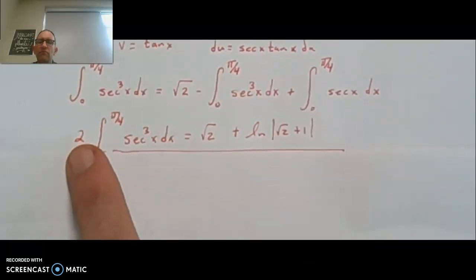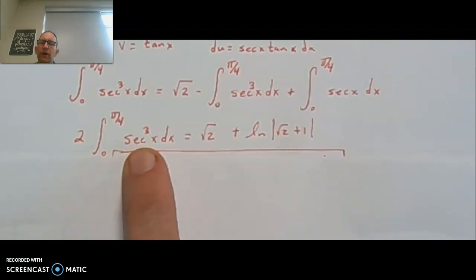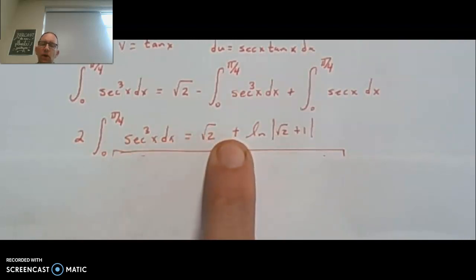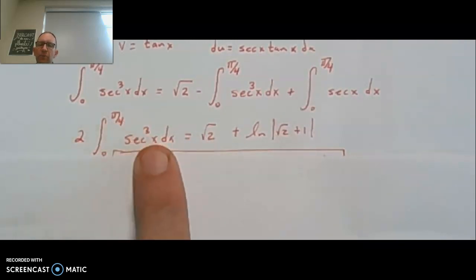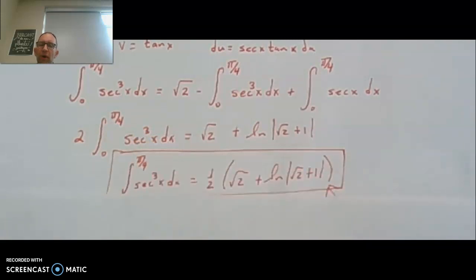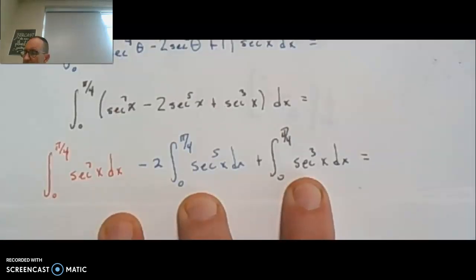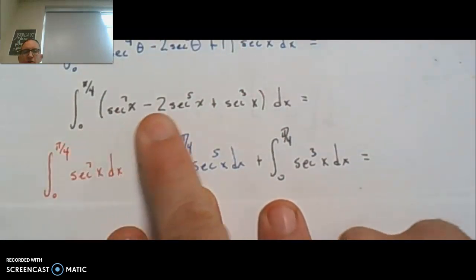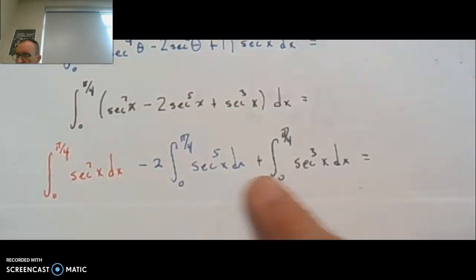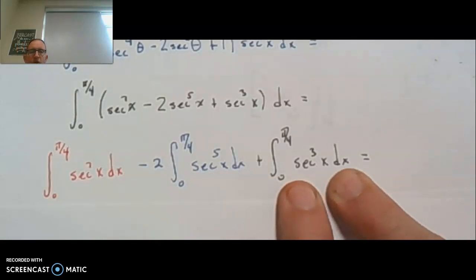So if 2 times this integral from 0 to pi over 4 of secant cubed is equal to this quantity, then the integral from 0 to pi over 4 of secant cubed is equal to 1/2 of that quantity right there. So that helps us with another piece of our puzzle here. What I mean by that is, as we seek to evaluate this integral, by breaking it up into 3 separate parts, we now know the value of the third definite integral that we have here.